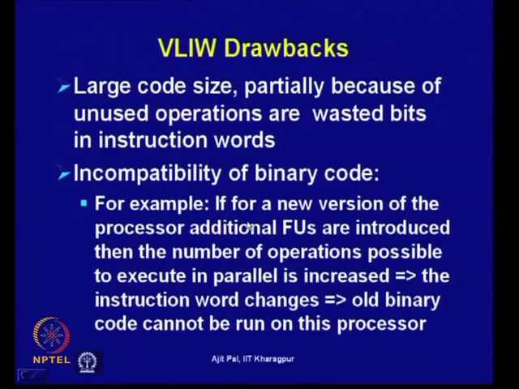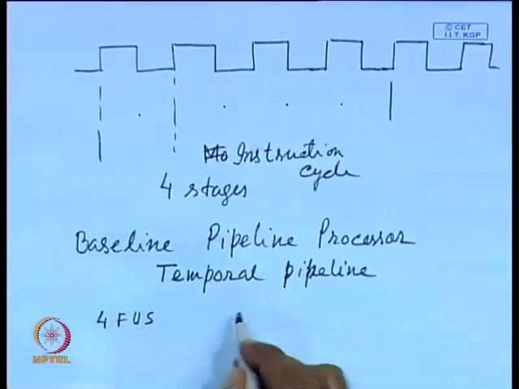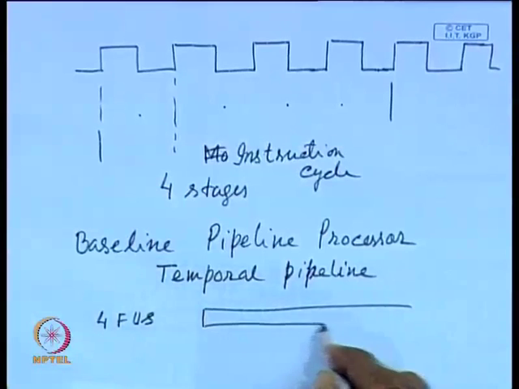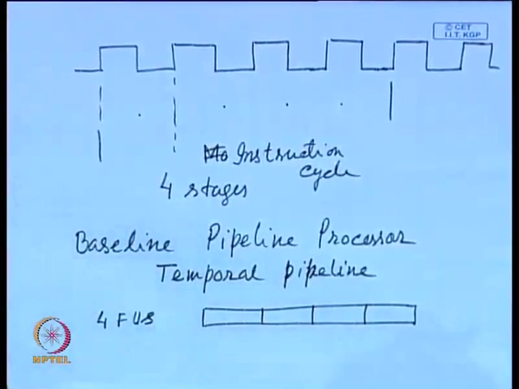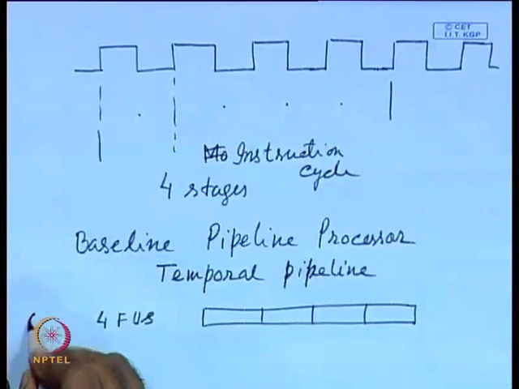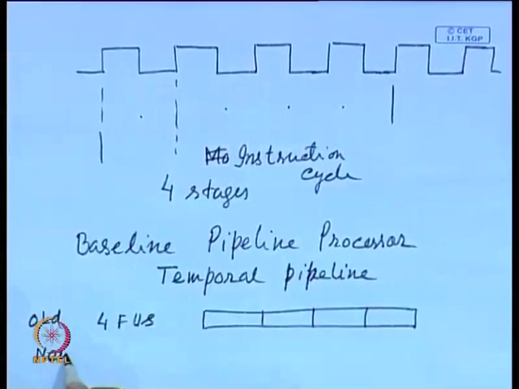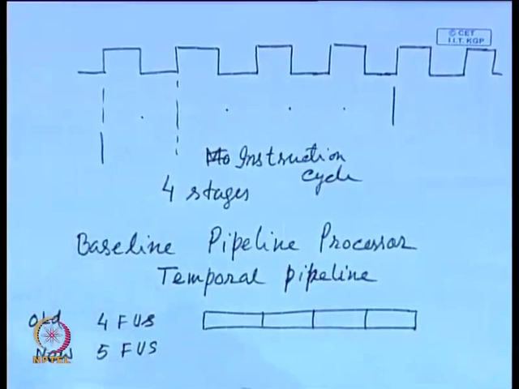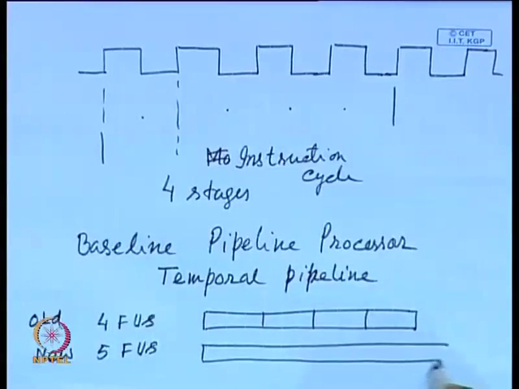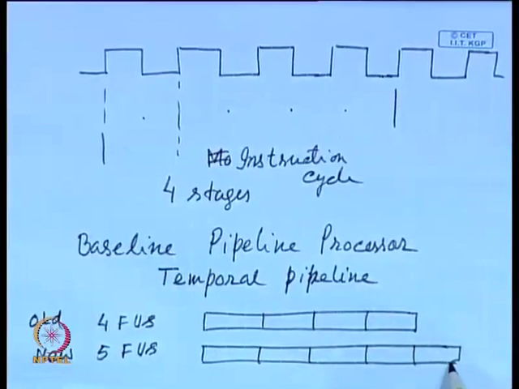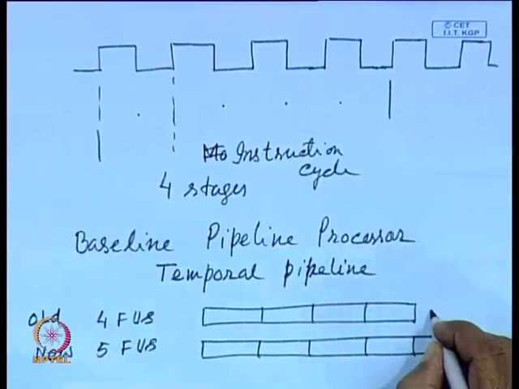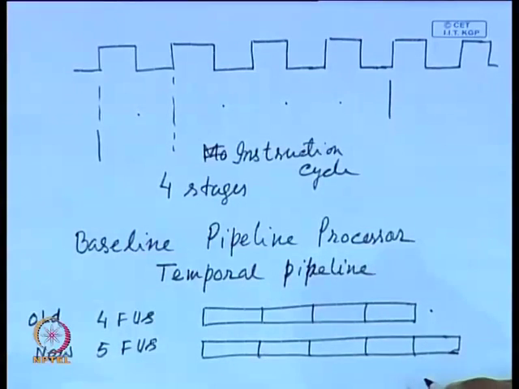The problem arises because, for example, if for a new version of the processor additional function units are introduced, then the number of operations possible to execute in parallel is increased. For example, earlier you had say 4 functional units, and obviously that VLIW instruction had 4 fields. This was your instruction. Now, this is the old machine, and suppose a new machine has been introduced with 5 functional units. So, the instruction will change, and as a consequence the program written for the old machine cannot be executed on this new machine. So, backward compatibility is lost. This is referred to as incompatibility of binary code.